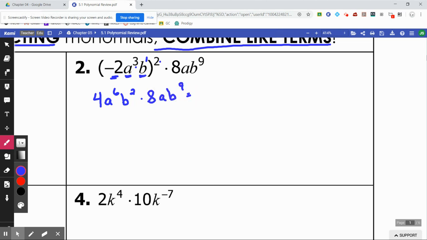And then you do the same thing you did on the last problem. 4 times 8 is 32. Count your a's. There's 6 and 1, so that's a total of 7 a's. Count your b's, and there's a total of 11 b's.